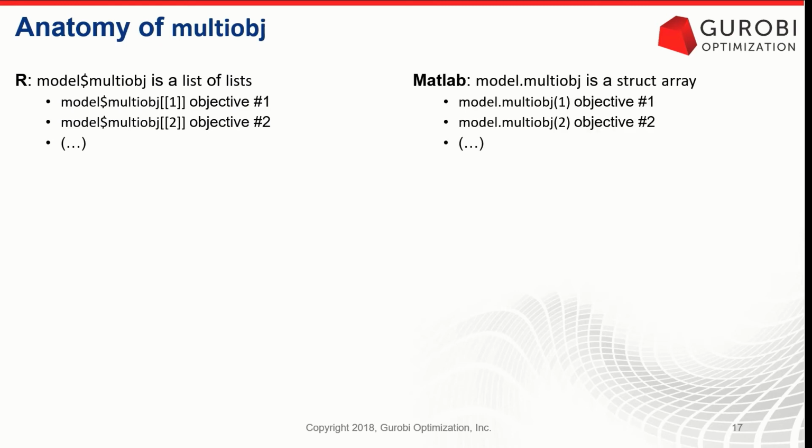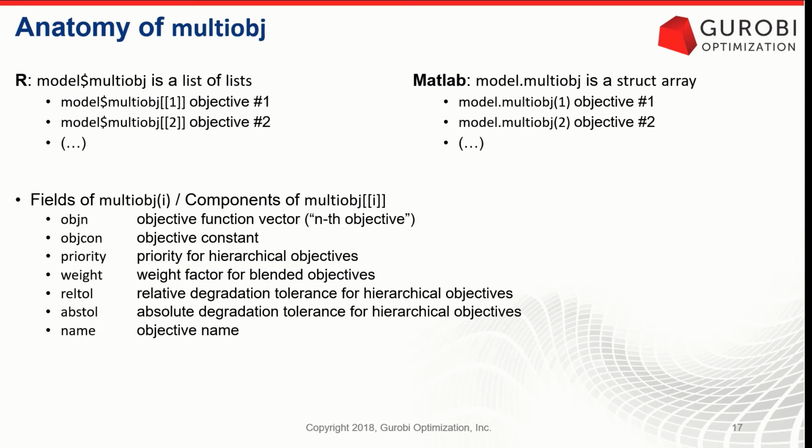It's absolutely analogous for MATLAB. So here, the multi-obj is again a struct array, and the first entry defines the first objective, and the second one, and so forth. Now, each of these struct array entries or list members have a number of components or fields that specify all the characteristics of the objective function. So the most important one is the objn, so the nth objective function. This defines the coefficients for the linear objective function.